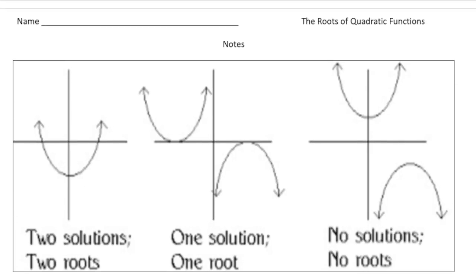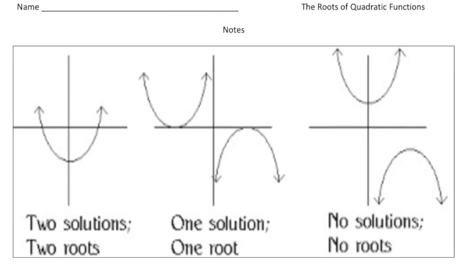All right, so if you turn the page, let's take a look at some graphs and see if we can figure out how many roots there are. Here we have a quadratic function. And notice we have a root here and a root here. So that means there are 2 solutions when y equals 0.